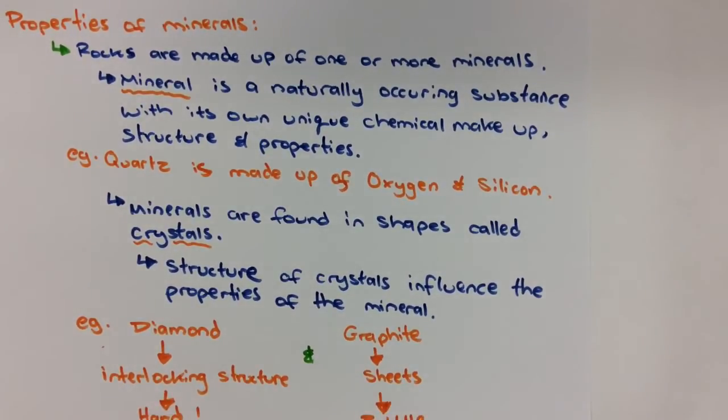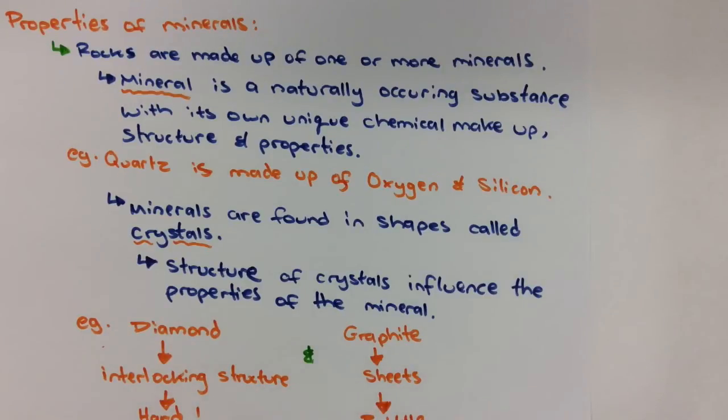The properties of minerals. Rocks are made up of one or more minerals. A mineral is a naturally occurring substance with its own unique chemical makeup, structure, and properties. So quartz is made up of oxygen and silicon. Okay, that's important to understand.